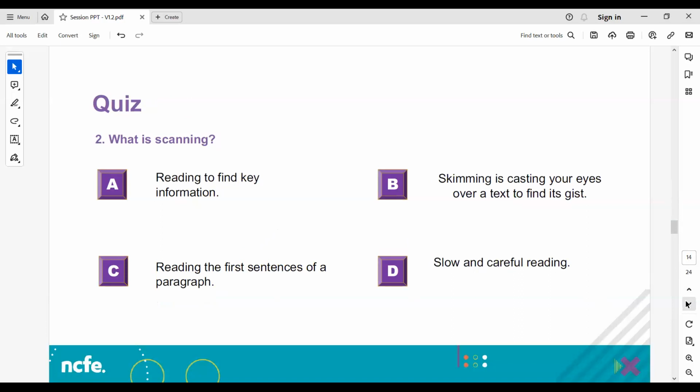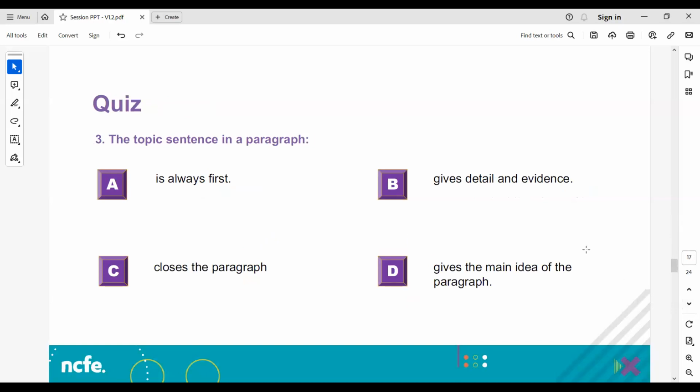What is scanning? A. Finding the key information. So you've got a question about a firefighter. You're going to scan to see where that word firefighter is, and hopefully that's going to be where you find your answer.